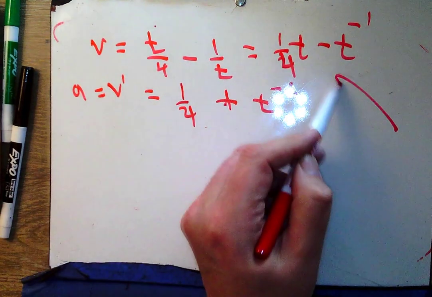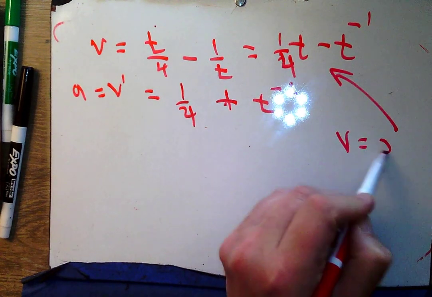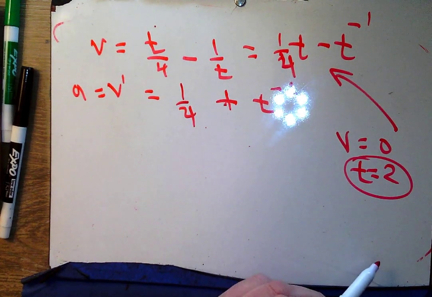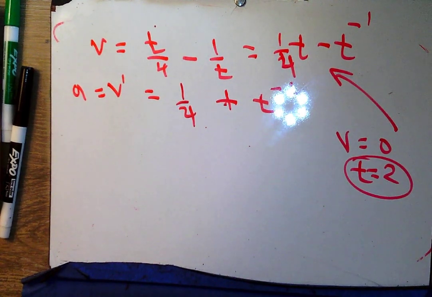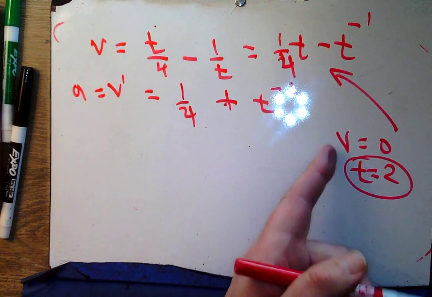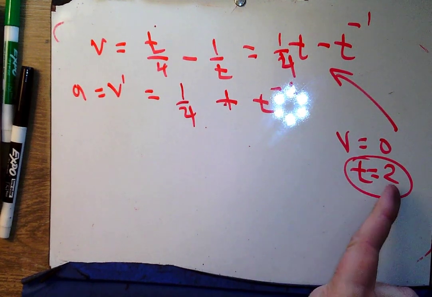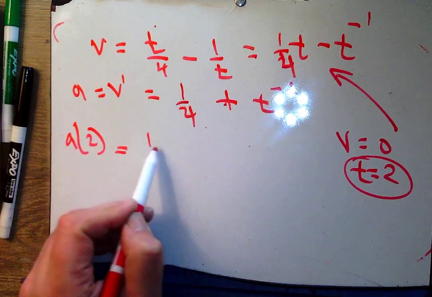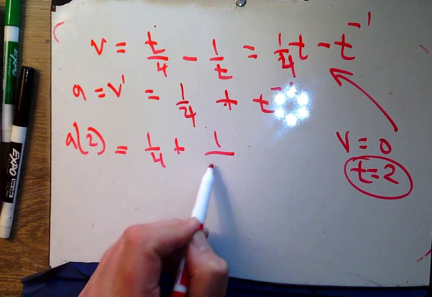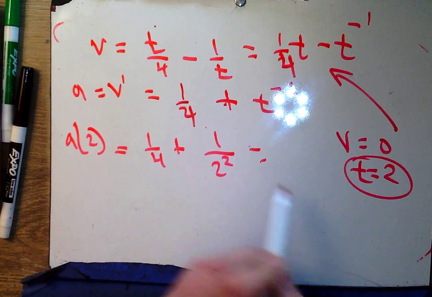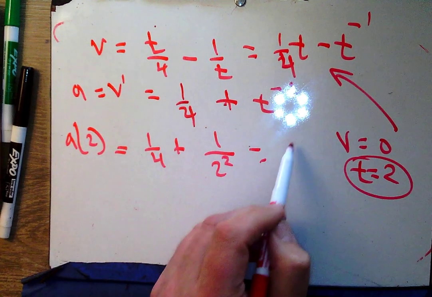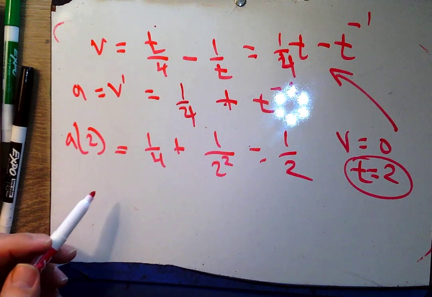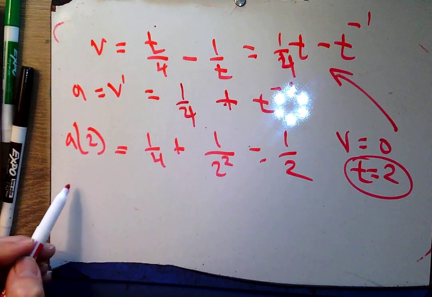Well, we determined the particle is at rest when v equals 0. Well, we said that only happened at time equal to 2. And so they want to know the acceleration at any moment when velocity is 0. Well, that moment is 2, so I need to find a of 2. 1/4 plus 1 over 2 squared. Oh, 1/4 plus 1/4 is 2/4, or 1/2. Okay, and then finally, part E.